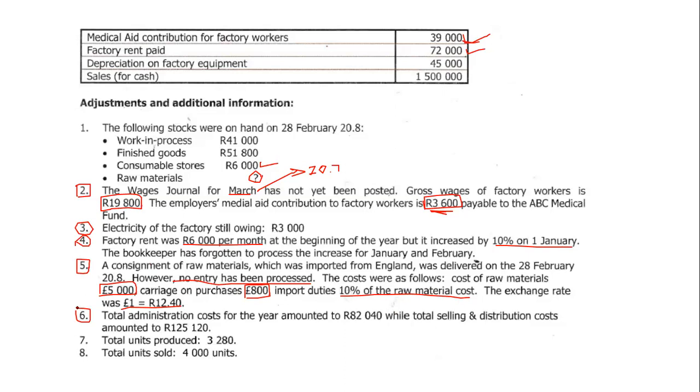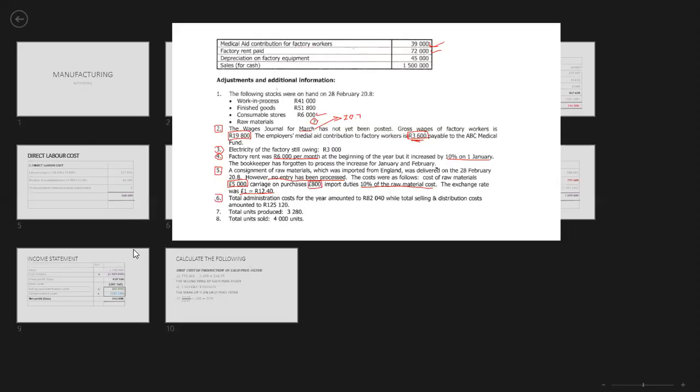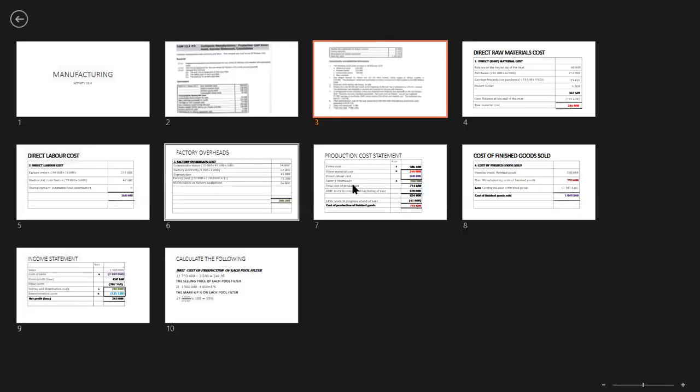isn't this like our actual amounts for our admin costs and our selling and distribution? Exactly. So you're gonna take, they said total administration cost for the year is that, and the total selling and distribution is 125, 120. You take those two amounts to your admin as well as selling and distribution. Okay. Unfortunately, in this scenario, they didn't ask for those notes. Going right back to that, I'm just going to go to my production cost statement.